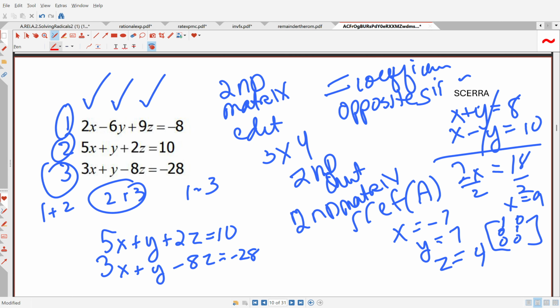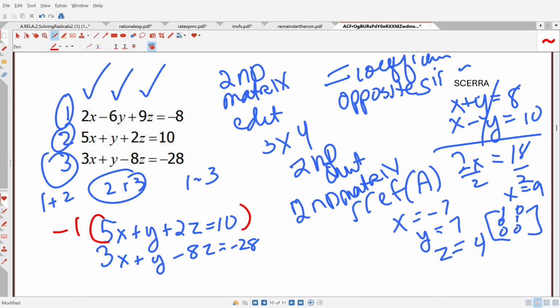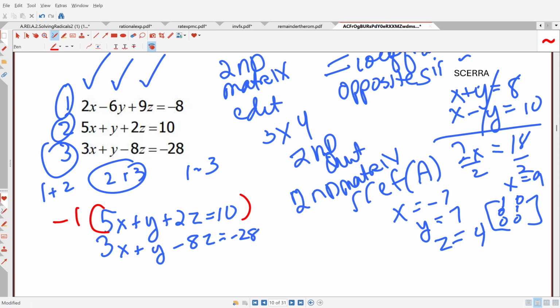Which one do you want to multiply by -1? It doesn't really matter. Whichever one. All right, let's do the first one. What would you get? You get -5x. What else would you get?